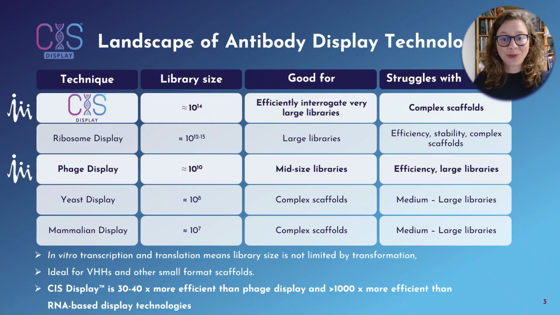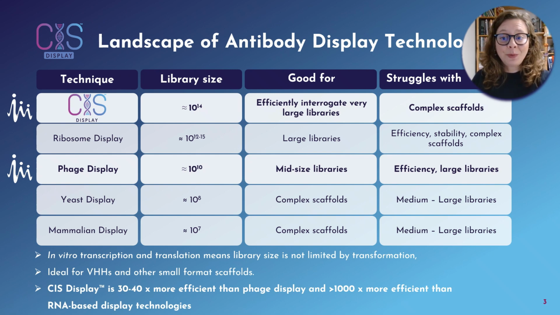So today I'm talking to you about display systems. As you may well be aware, there are several display technologies that are very well known. Some of them, like for example yeast and mammalian display, are really good for complex scaffolds, like is the case of scFvs, but they will struggle if you are trying to display large libraries. In which case, we would move to technologies like phage display, RNA display, or CIS display.